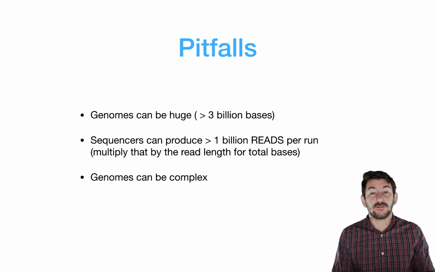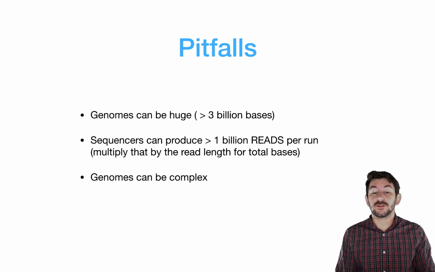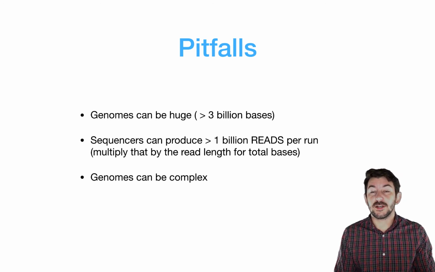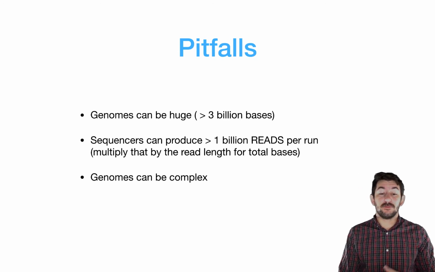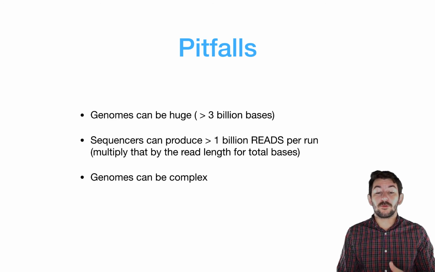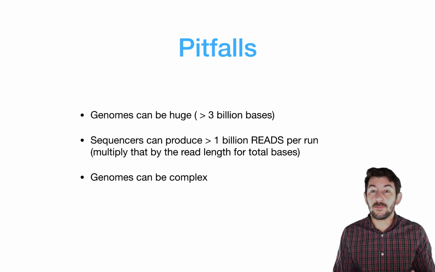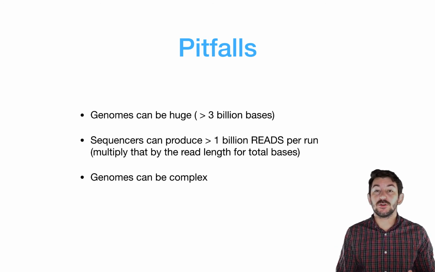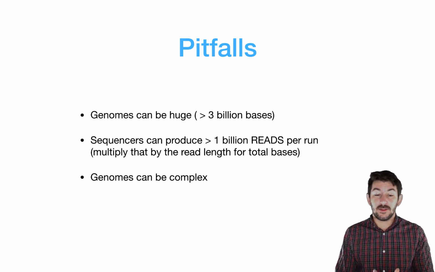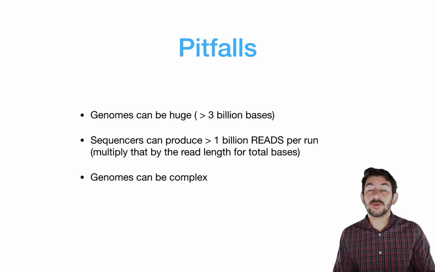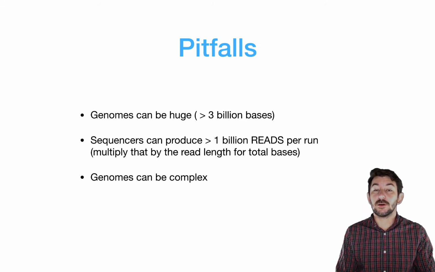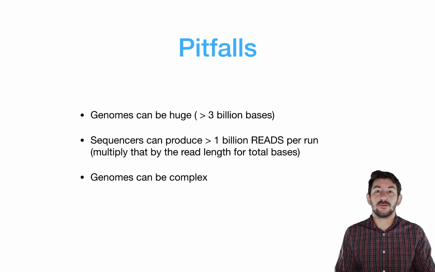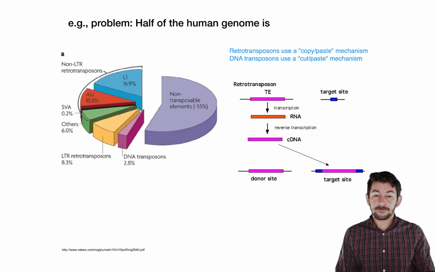We've already talked about that genomes vary widely in size. They can be huge. It's not unusual to have a genome that is over 3 billion base pairs long. Your sequence data can, from a single run, be over 100 billion reads or fragments sequenced. And so multiply that by the read length. If you're talking about 2 by 150 base pairs, that'd be 300 times 1 billion. That's 300 billion pieces of information. And on top of that, genomes can be exceedingly complex. So this is a challenge.